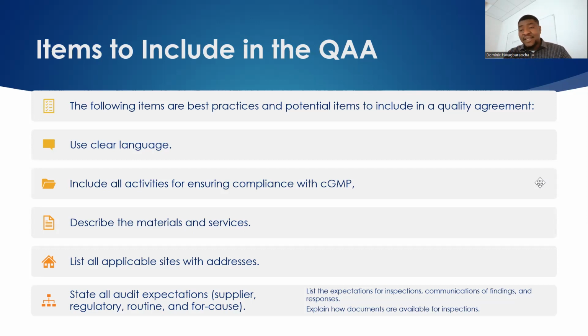So state all audit expectations. How often do you want to audit the supplier? The supplier should know, I will be auditing you annually, virtually, or I'll be auditing you every 2 years, physically. I'll be auditing my CMOs at these varying times. All of this needs to be properly stated. So list expectations for inspections and communications of findings. How are you going to communicate your findings? How would you explain the documents that you expect from the CMO, the EMO, the vendor, or the supplier? All of this should be properly stated in your quality agreement.